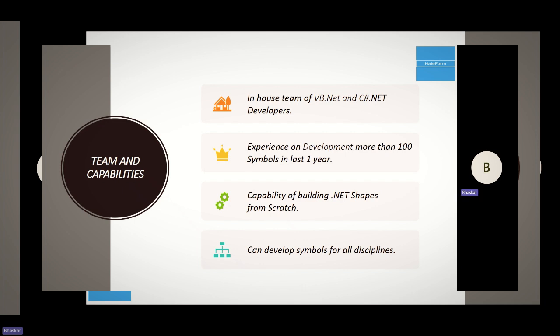A brief glimpse about our team and capabilities. We have an in-house team who are capable of working on VB.NET and C#.NET. We have experienced developers who have customized more than 100 symbols in the last year. We can build .NET shapes from scratch, so we don't use any third-party tool to customize our symbols.